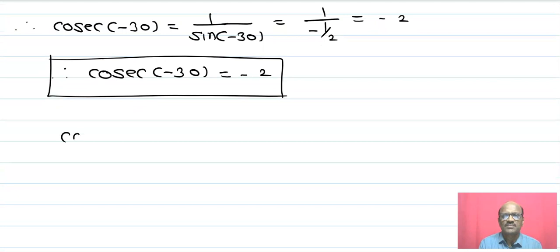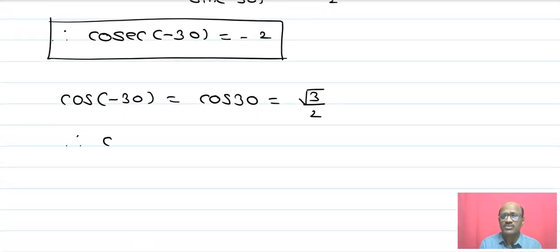Now cos of minus 30. Now the angle is minus and it absorbs the negative sign, then it is positive, that is root 3 upon 2.